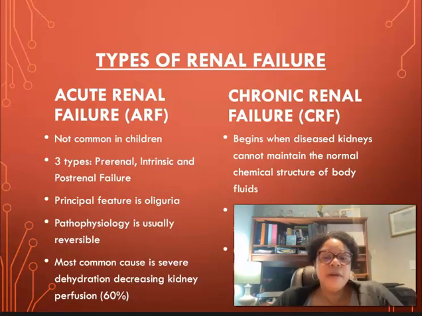All right, chronic renal failure, however, begins when diseased kidneys cannot manage or maintain the normal chemical structure of the body fluids. So that means that basically the ability of the kidney to filter the blood breaks down. It basically is going to progress to a clinical syndrome called uremia, which is why we follow the BUN. And it occurs when more than 50% of the kidney is destroyed.